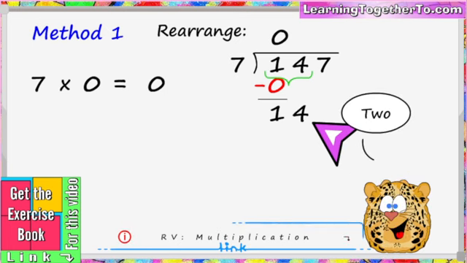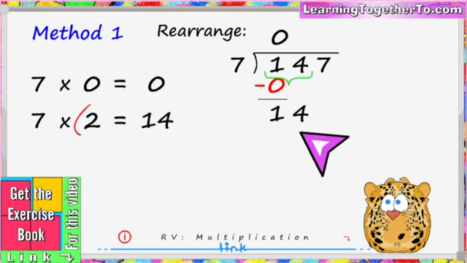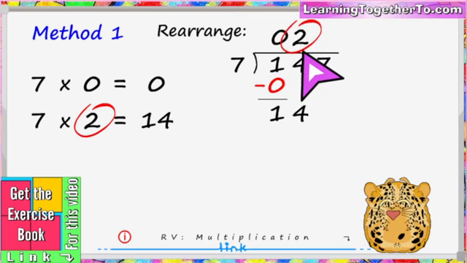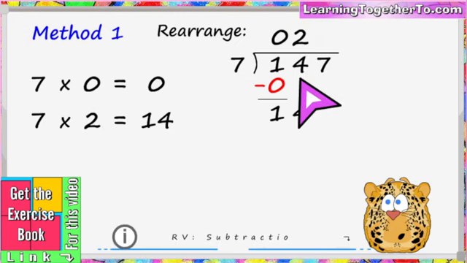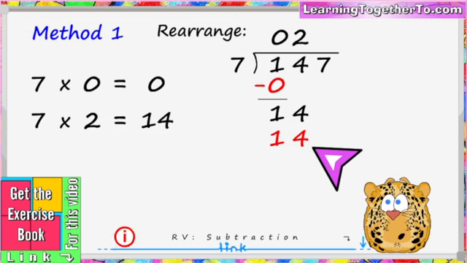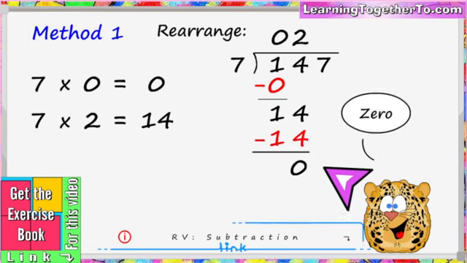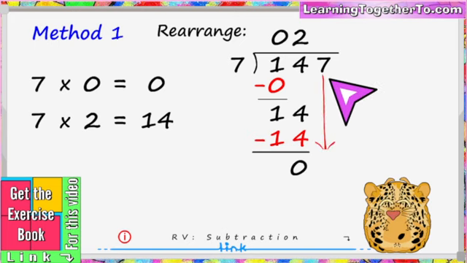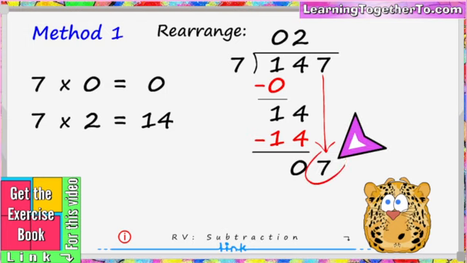2. Great job, Simon. 7 times 2 is equal to 14. Let's write the 2 above the bracket to the right of the 0 in the same column as the 4. Now let's write the 14 down and subtract it. 14 minus 14 is equal to 0. Well done, Simon. We're not done, Simon. Now we bring down the 7 in 147. We write the 7 after the difference 0.